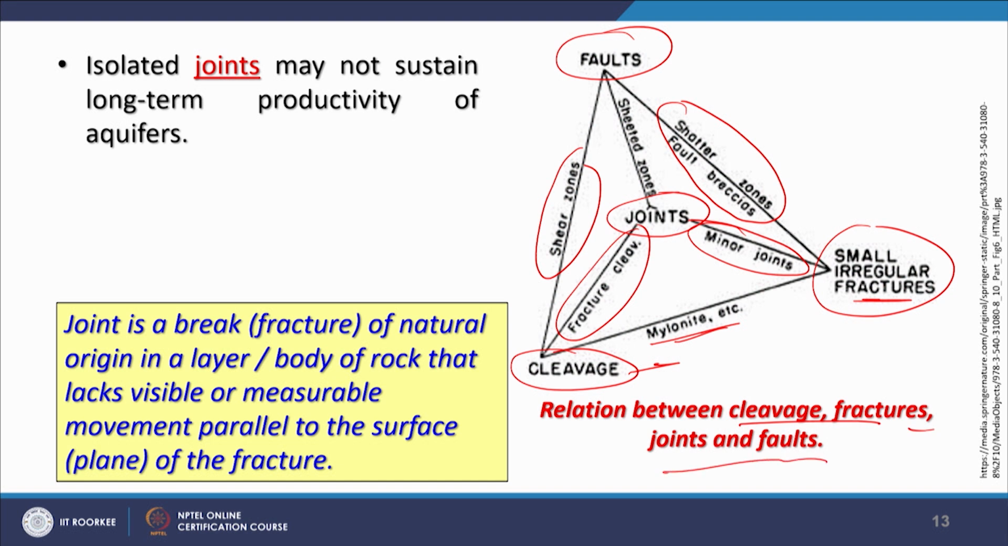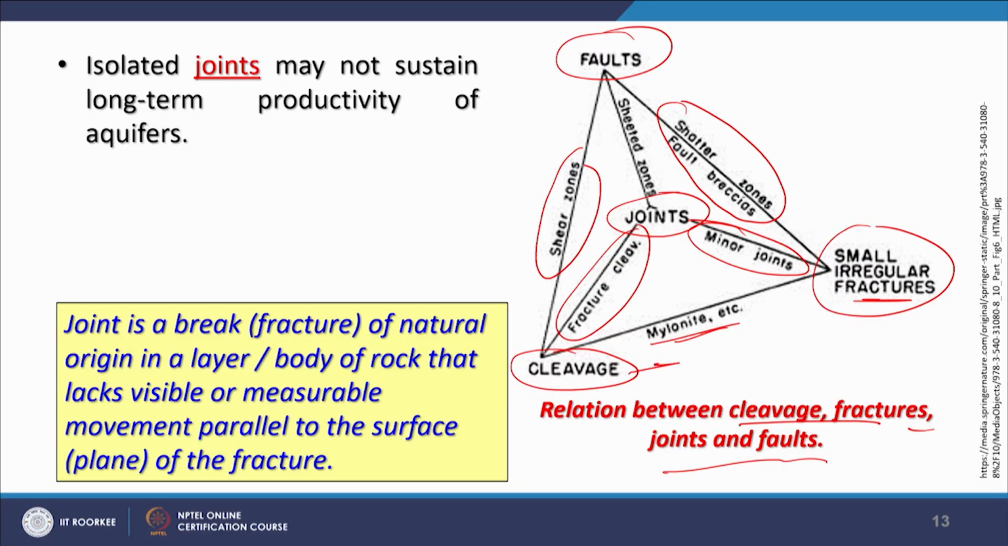So, isolated joints, if you find an area on the surface with joint sets, may not be very good from the groundwater point of view. Further, rocks subjected to folding may develop several intersecting sets of joints, which may be compressional or tensile. Because of these tectonic activities or compressional forces, which may develop folding and other things, subsequently joints develop parallel to the fold axis and so on. But this is more feasible if you have a small area where all kinds of investigations are possible.